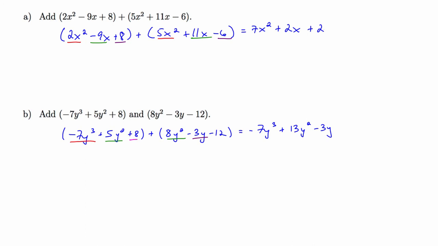And finally, we have our constant terms, our non-variable terms. 8 plus negative 12 is negative 4. Polynomial addition is simply about identifying your like terms and then combining them.